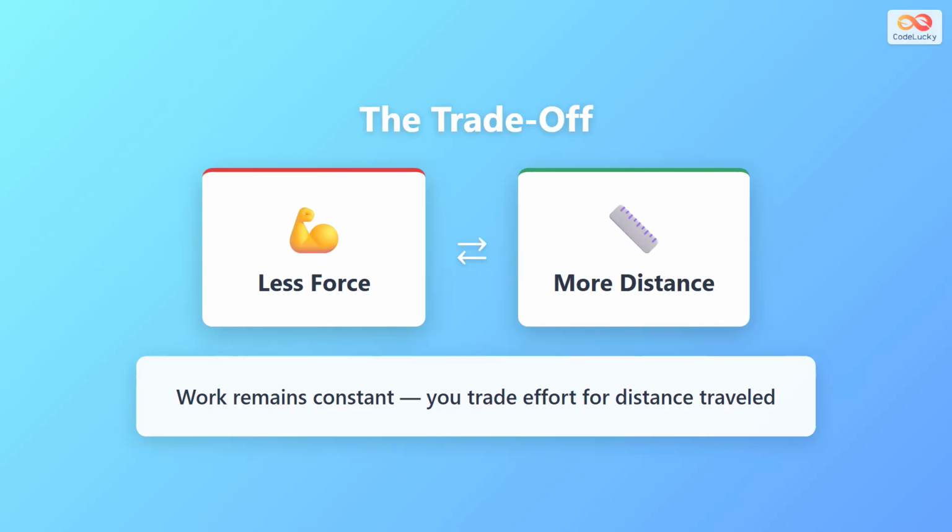There's an important trade-off with inclined planes. You reduce the force required, but you increase the distance traveled. The total work done remains constant. Work is force multiplied by distance. Whether you lift straight up or push along a ramp, the total work is the same. You're essentially trading effort for distance, making the task more manageable.